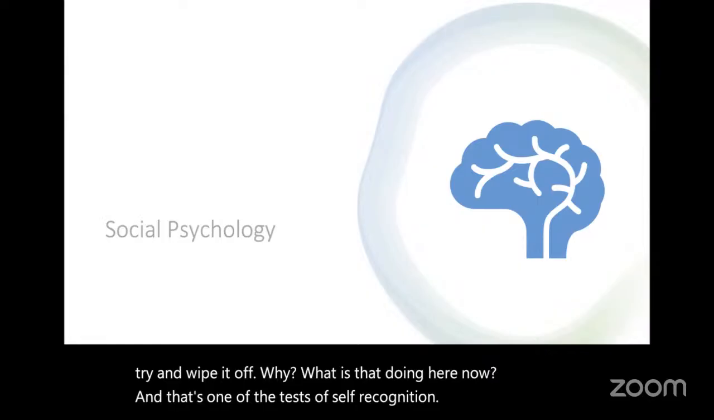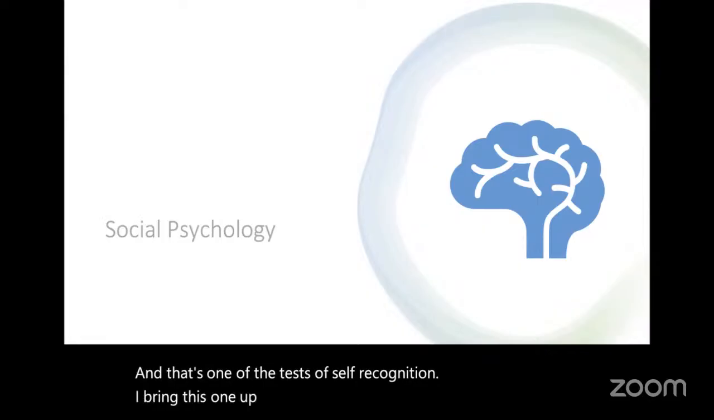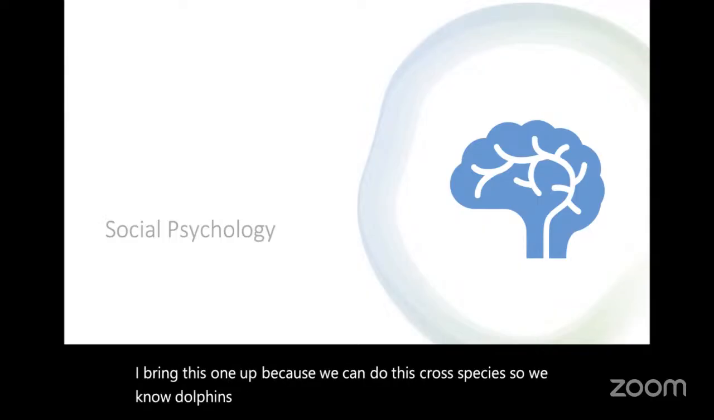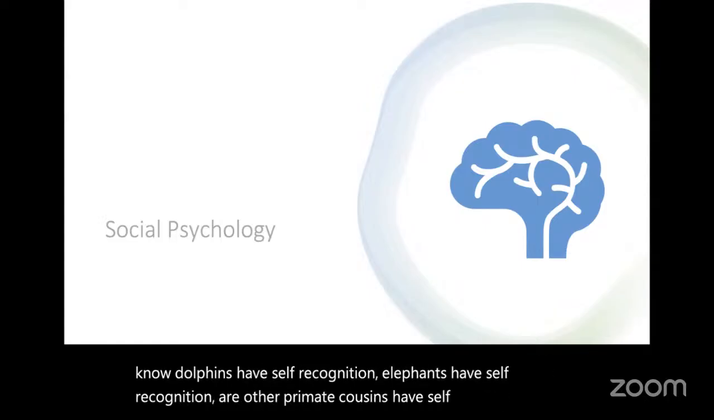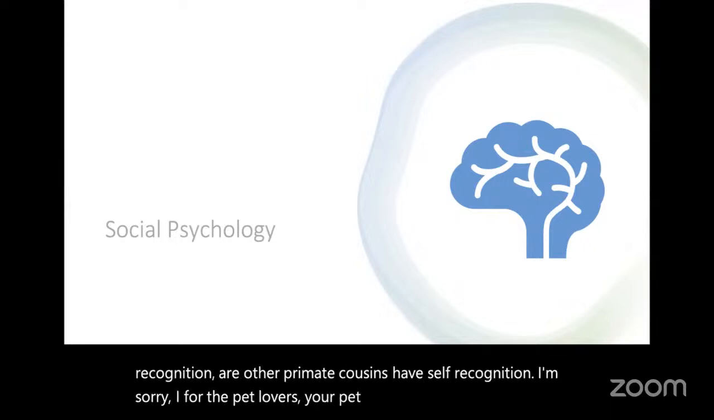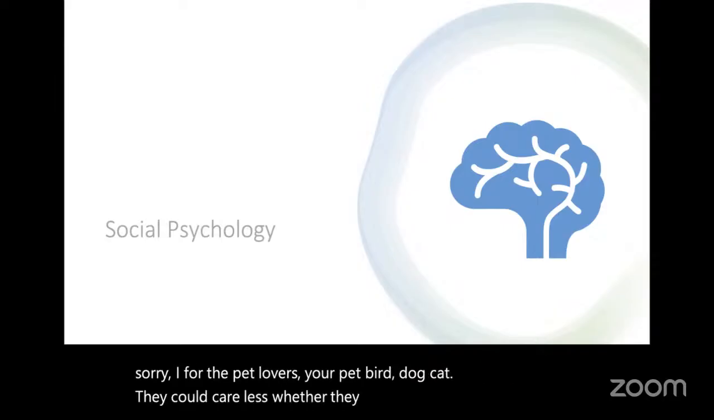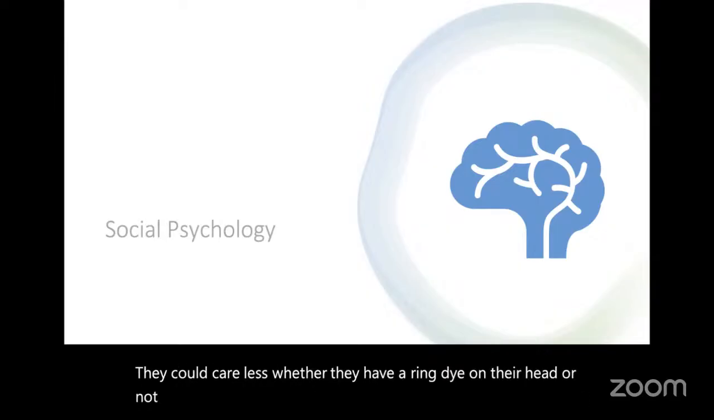I bring this one up because we can do this cross species. So we know dolphins have self recognition, elephants have self recognition, our other primate cousins have self recognition. I'm sorry, for the pet lovers, your pet bird, dog, cat, they couldn't care less whether they have a red dye on their head or not. So for the pet lovers, I'm sorry, so far we don't have evidence of self-recognition in them.